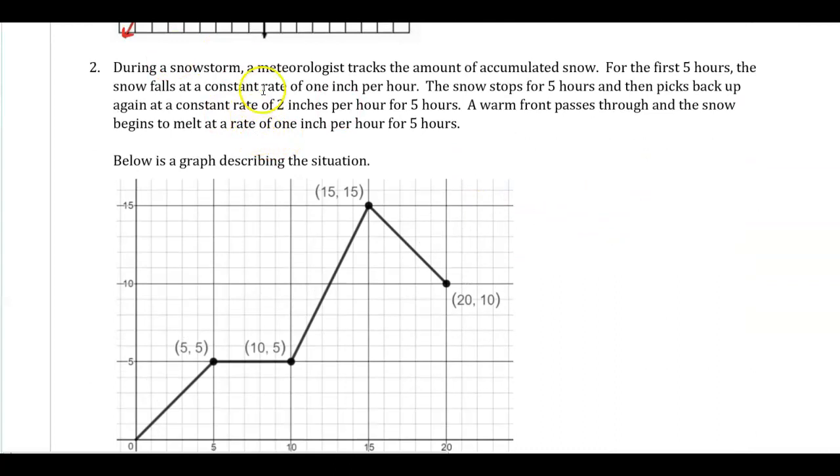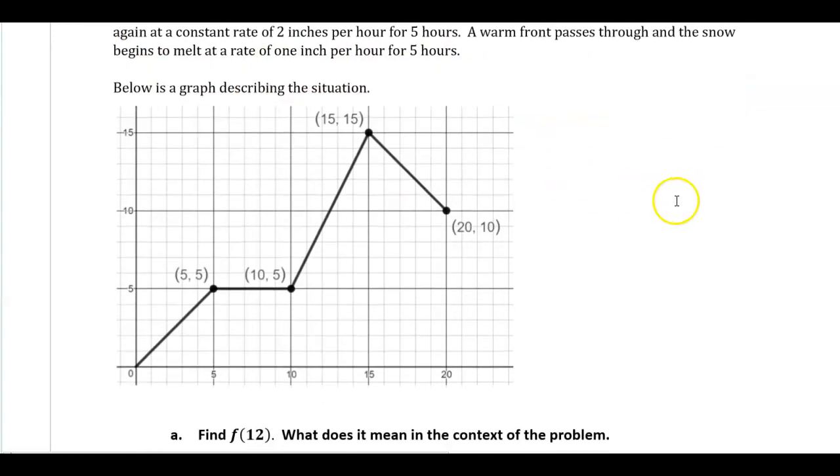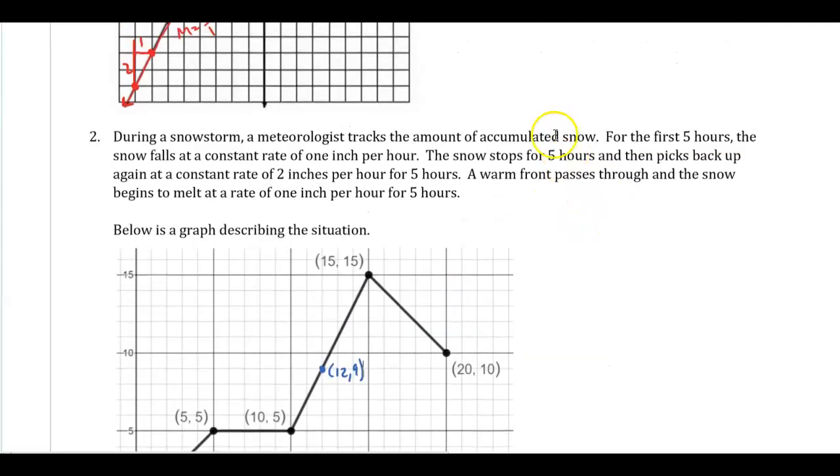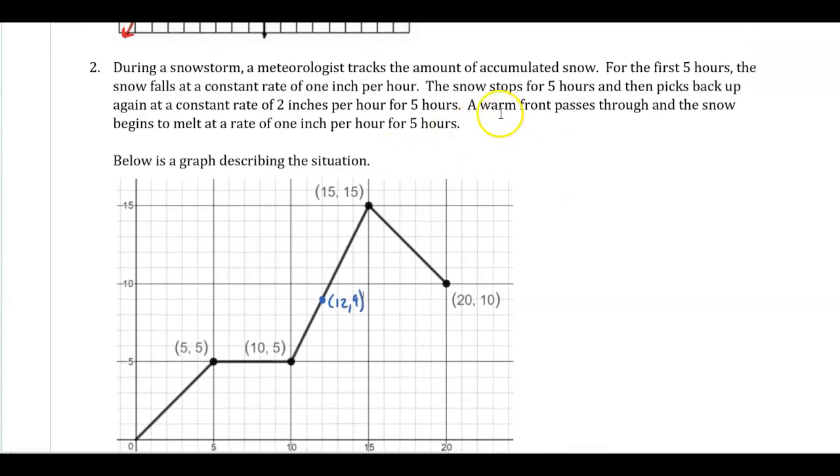So, during a snowstorm, a meteorologist tracks the amount of accumulated snow for the first 5 hours. The snow falls at a constant rate of 1 inch per hour, and it continues. All right. So, when we look at it, what does f of 12 mean? If I look at f of 12, 10, 11, 12, that would be right here, and that would be the ordered pair 12, 9. And if you look up here, it says the first 5 hours, the snow falls at a constant rate of 1 inch per hour.